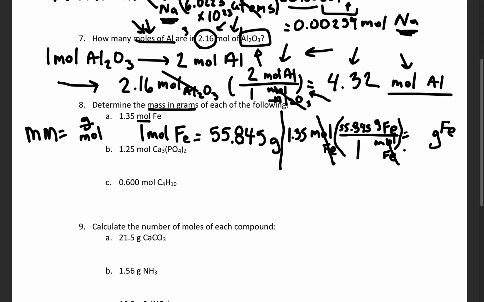Now I'm going to plug in what I was originally given, which is 1.35. Now there's 3 significant figures here. There's 5 here, so we need 3 over here. So 1.35 times 55.845 equals 75.39075. Okay, so don't do this on your paper, but I need a little extra room. So we got 75.39 grams of iron.